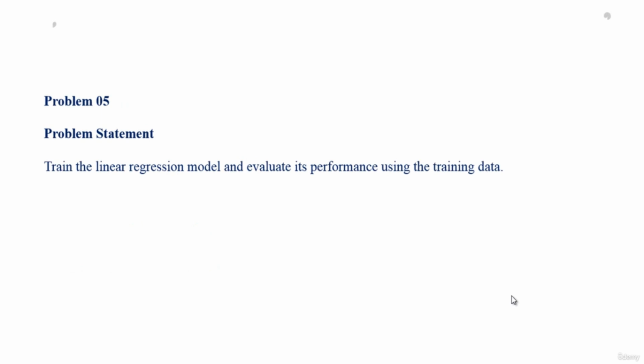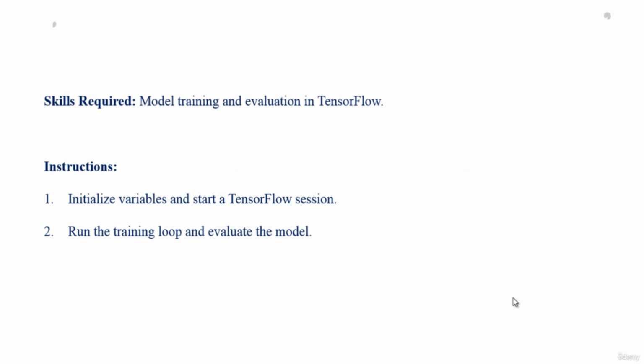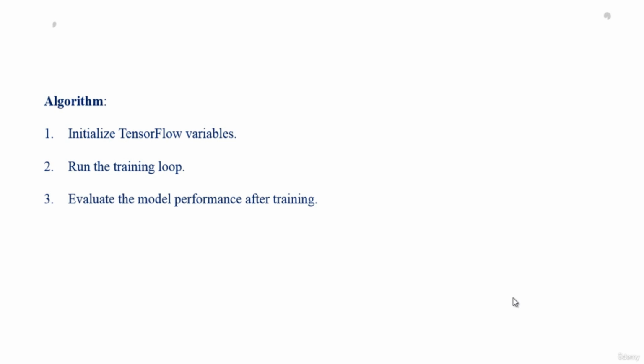Problem 05. Problem statement. Train the linear regression model and evaluate its performance using the training data. Skills required: model training and evaluation in TensorFlow. Instructions. Initialize variables and start a TensorFlow session. Run the training loop and evaluate the model. Algorithm. Initialize TensorFlow variables. Run the training loop. Evaluate the model performance after training.